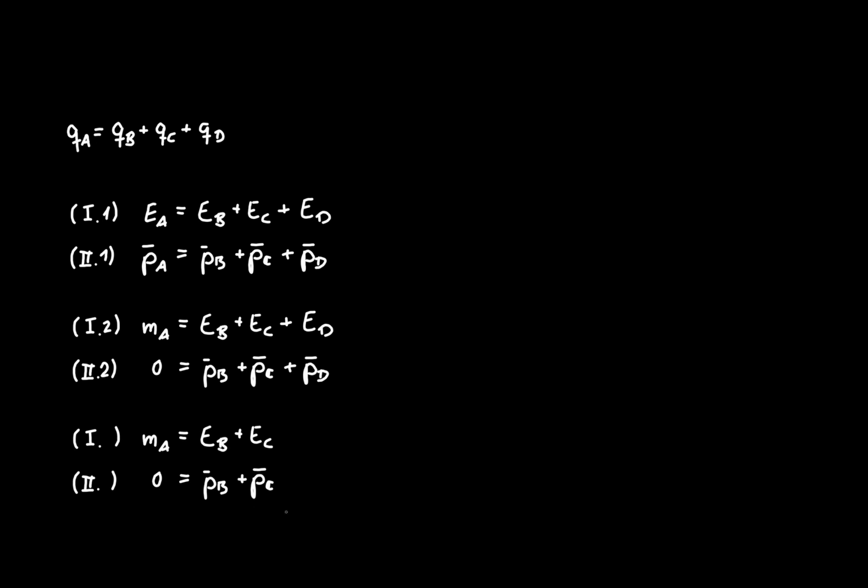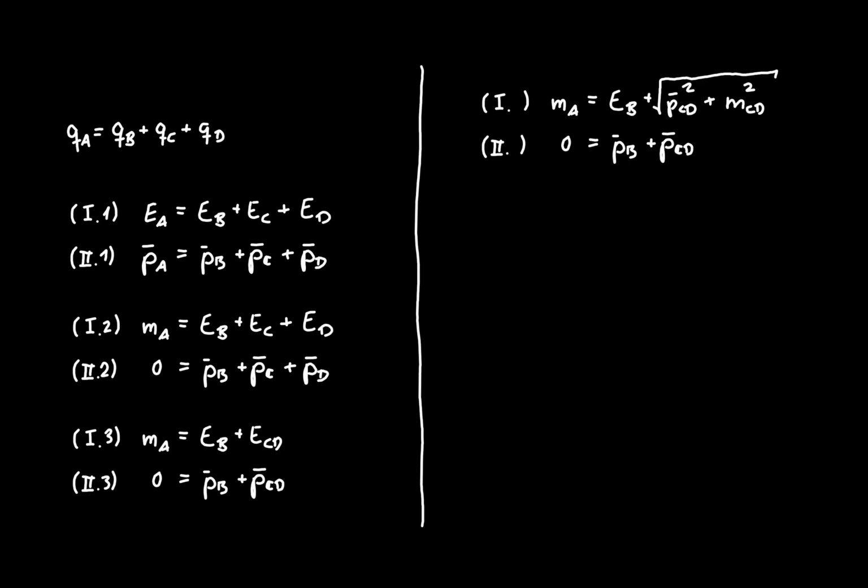To clean up our two equations, we will write energy CD for the sum of energy C and energy D, and momentum CD for the sum of momentum C and momentum D. Doing so, we are treating particles C and D as one particle traveling with a momentum CD. In the next step, we use the energy-momentum relation to rewrite energy CD as the square root of the momentum CD squared plus the mass CD squared. We can now plug equation 2.4 into equation 1.4.